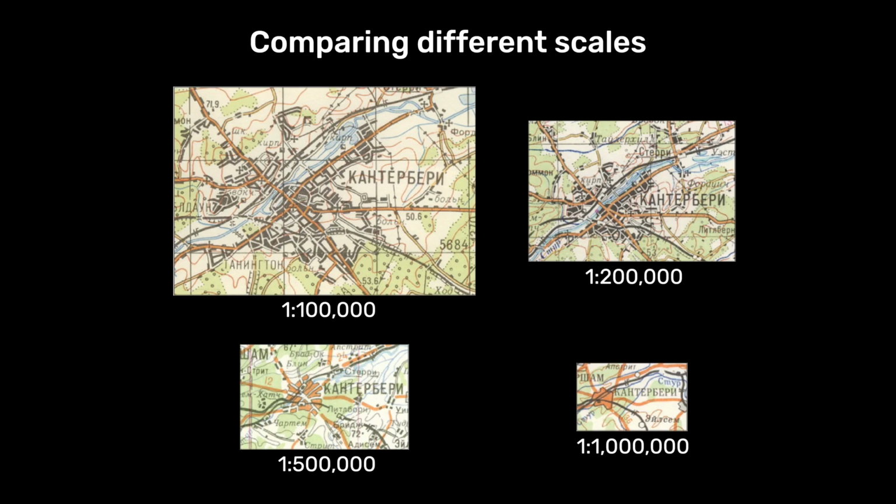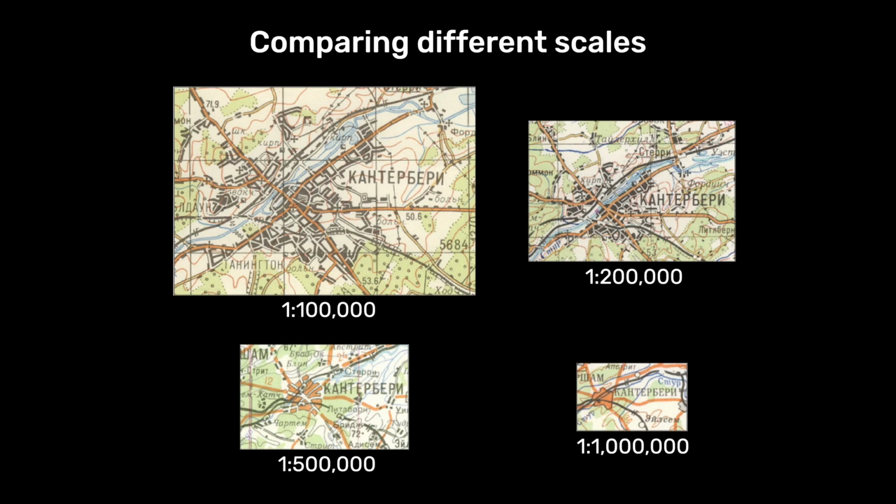So the levels of detail go smaller and smaller as you zoom out, and as you zoom out, of course, you're showing larger areas. So on the 1 to 1,000,000 scale map sheet, that would include, for example, the whole of the southeast of England rather than just the area around Canterbury.